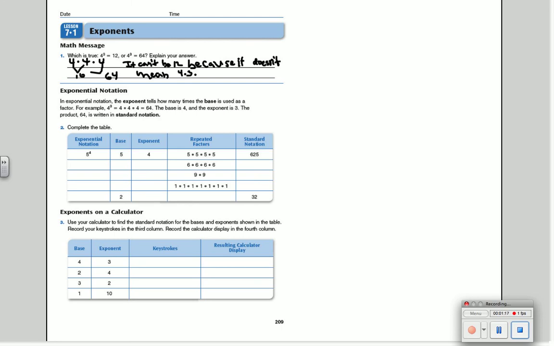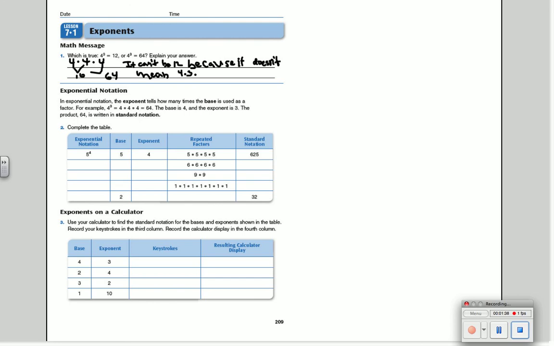Moving on to the next part, exponential notation. In exponential notation, the exponent tells how many times the base is used as a factor. For example, 4 to the third power equals 4 times 4 times 4, which is 64. The base is 4 and the exponent is 3. The product, 64, is written in standard notation.